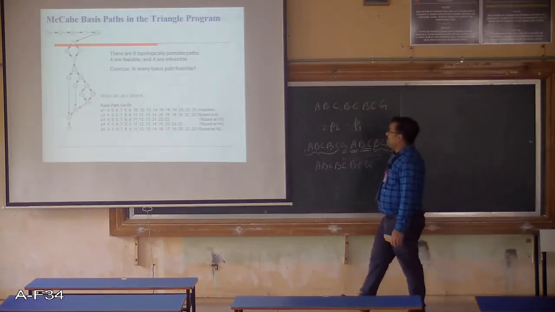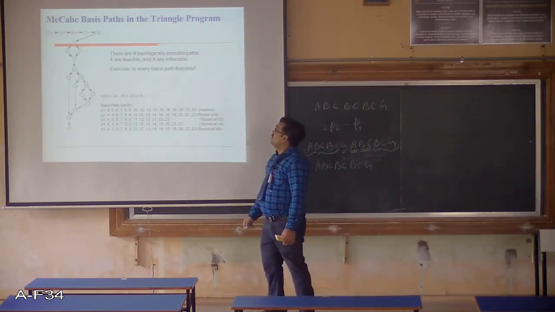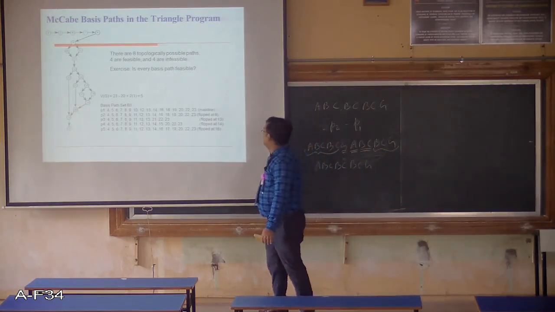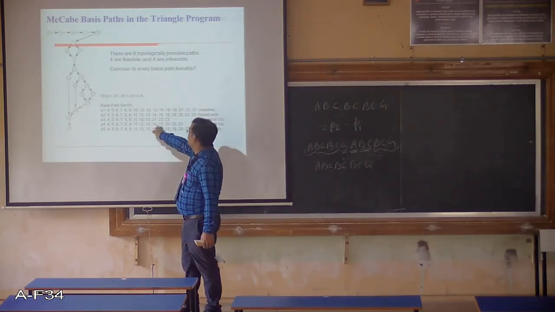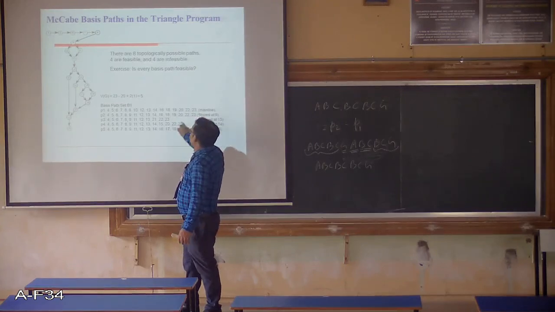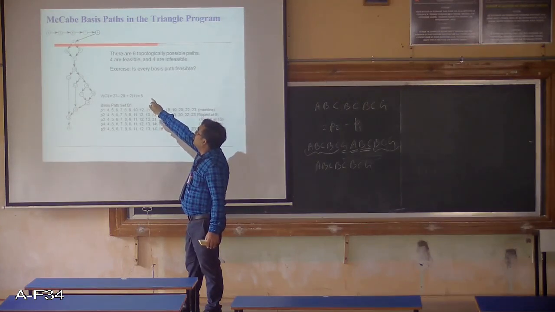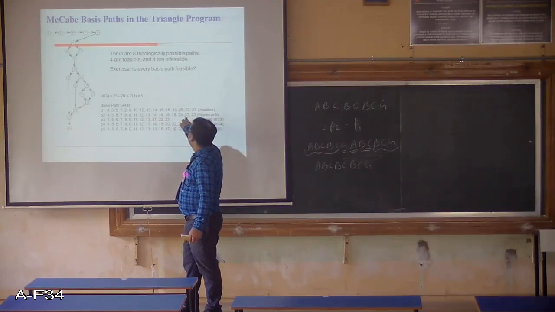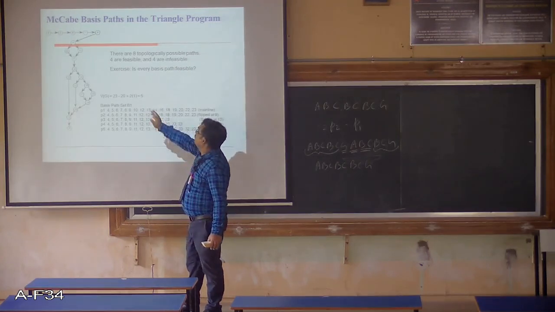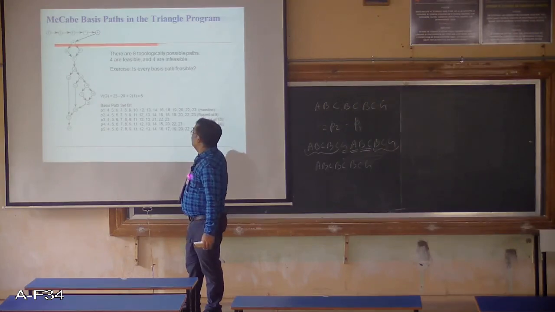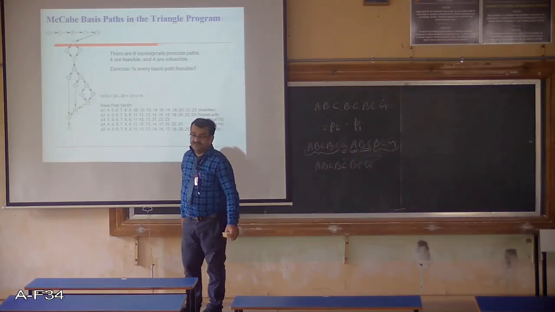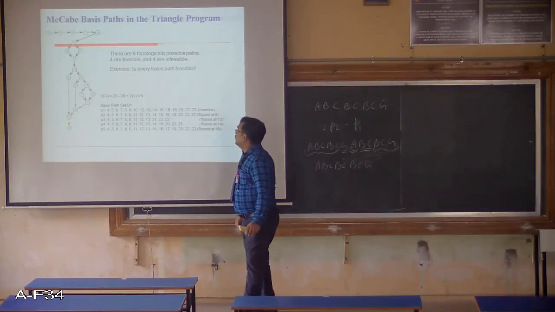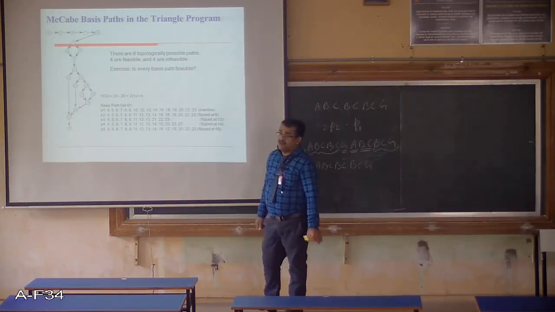For the triangle problem that we discussed earlier, the basis paths generated are these. First the leftmost path, the main line, then you flip at 9 and you get another basis path. Then the third basis path you get by flipping at 13. There is another basis path you get by flipping at 14, and then ultimately by flipping at 16 you get another basis path. So these are the basis paths generated from the triangle problem.